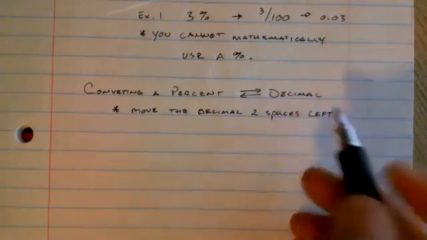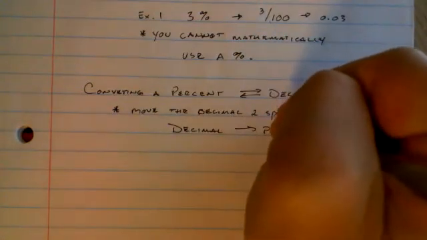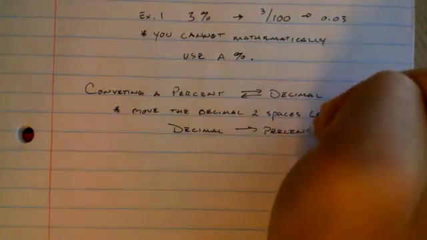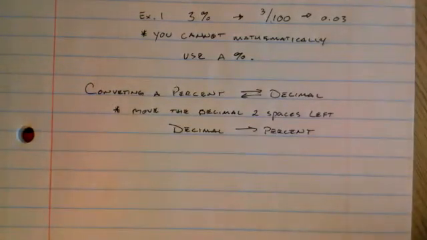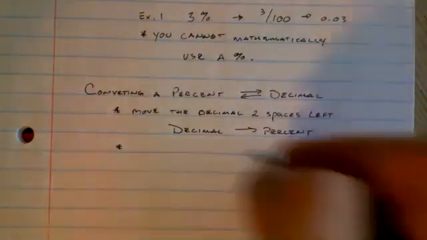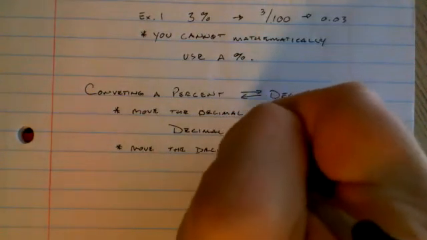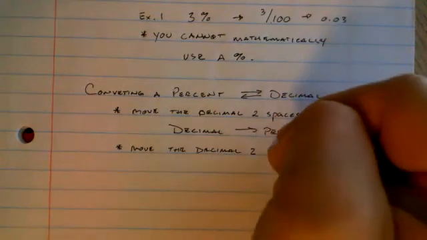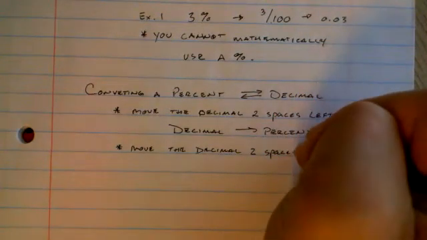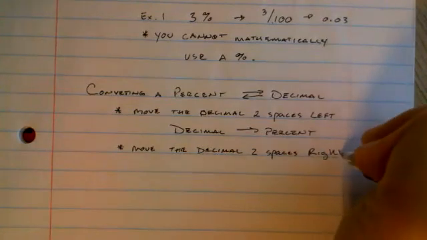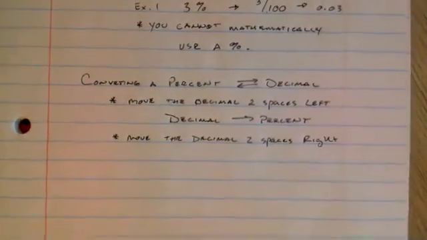Okay, if you're going to go the other way, decimal to percent. Given a decimal value, can you go back to a percentage? And the answer is yes. It's very easy. We're basically going to, again, move the decimal 2 spaces right. Okay, and so that's all you do.